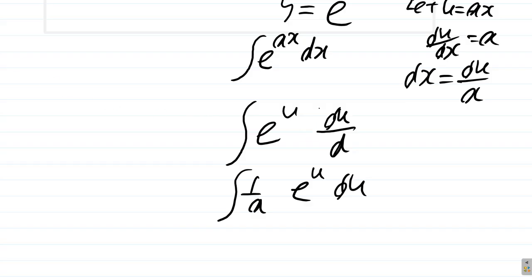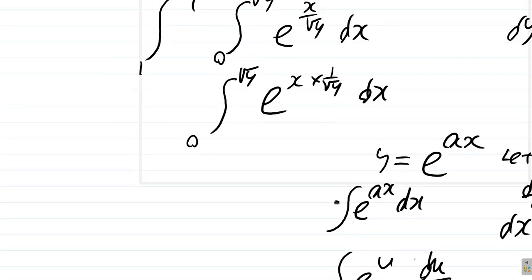Well, I write this like that. It's du. Alright? E to the u du. 1 over a times e to the u du, which is 1 over a times e to the u. Well, what was u again? U was ax. So it's e to the ax.